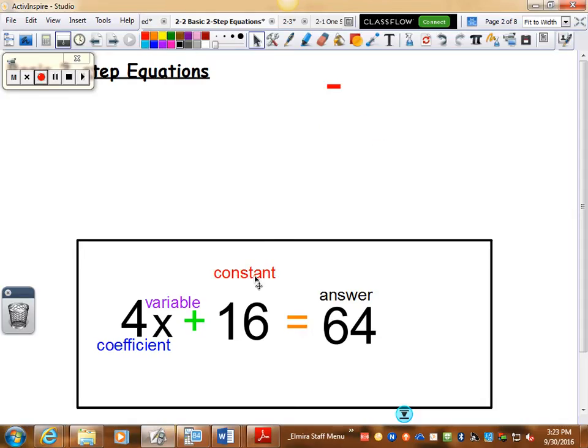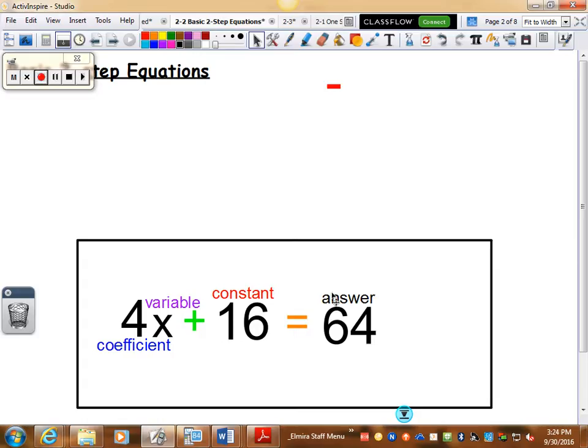The constant has a lot of mathematical meanings, but in this context, a constant is a number that's not multiplying a variable, like 64 or 16. Technically 64 is a constant, but 64 we've already labeled that as the answer.